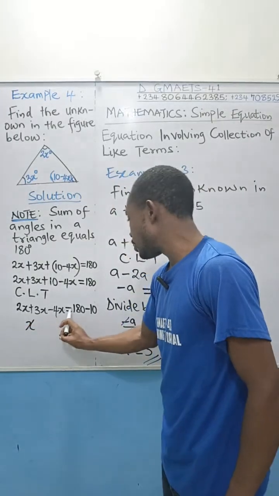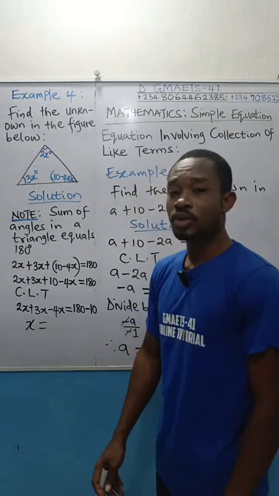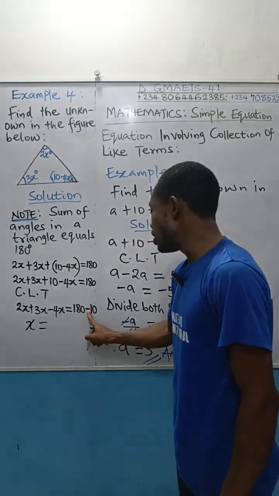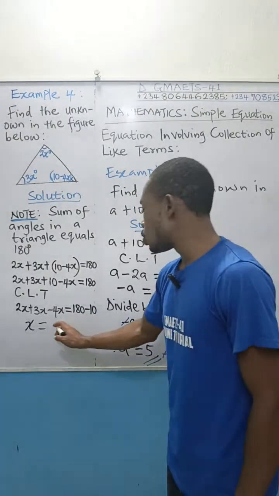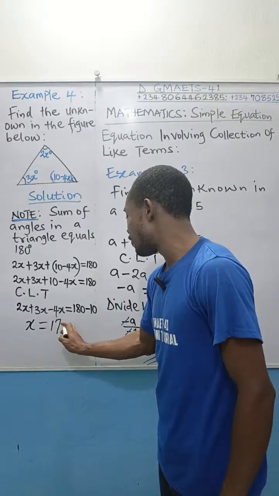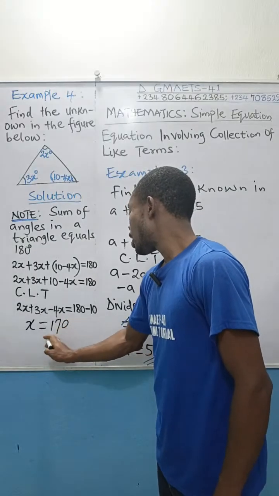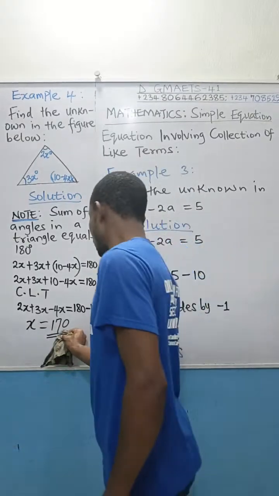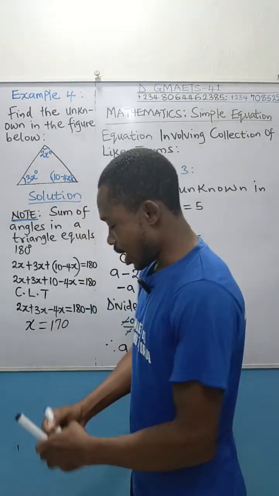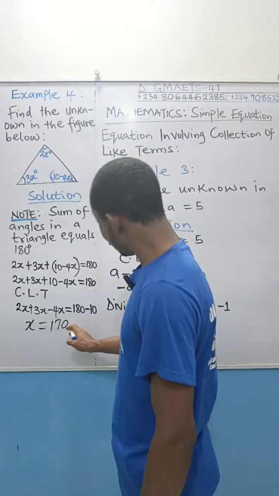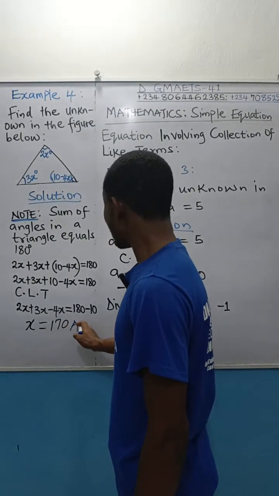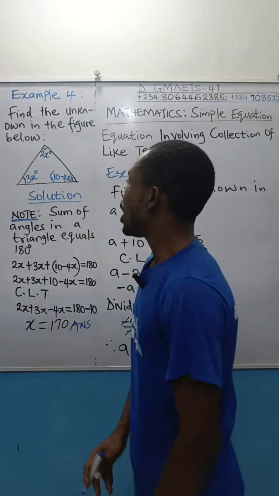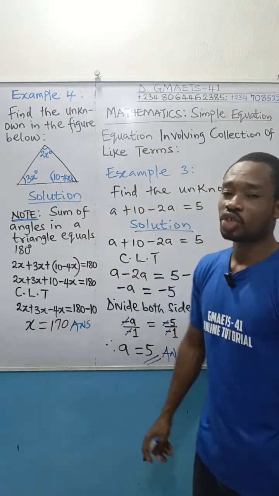After your left-hand side, you see equal to. Look at equal to there. 180 minus 10 will give you 170. So x is equal to 170 in that triangle.